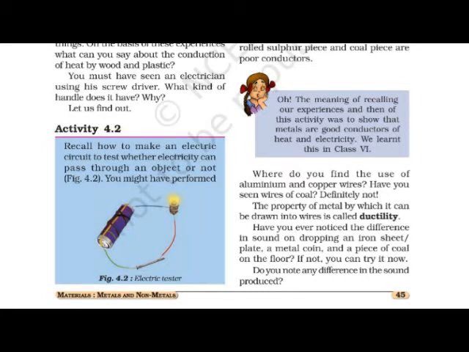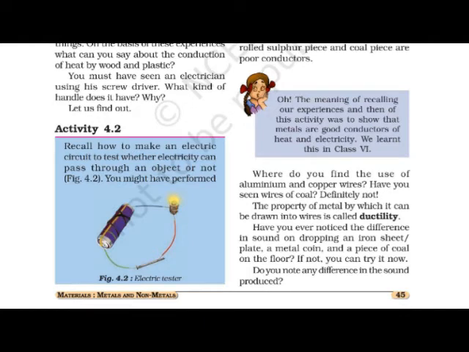Hello students, welcome to session number 2 of lesson number 4, Materials: Metals and Non-Metals. In the previous session, we saw the introduction of the lesson, where we discussed some of the physical properties of metals and non-metals, such as malleability, how a metal shows malleability, and how we can identify metals and non-metals.